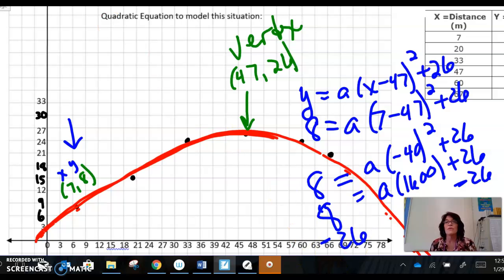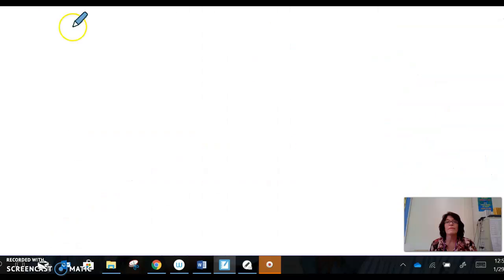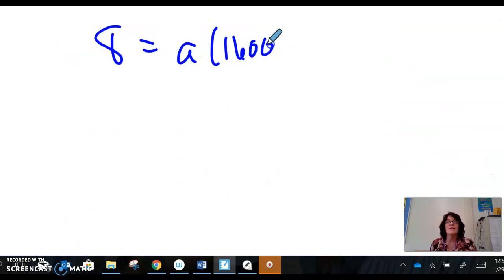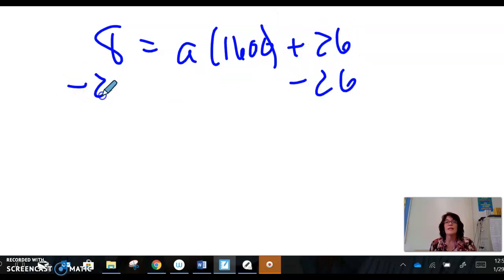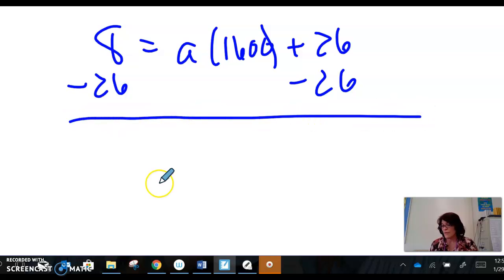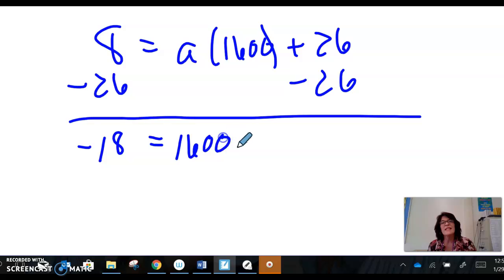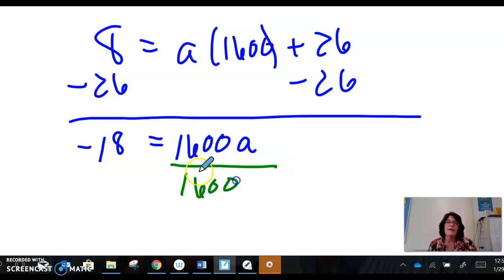Let's go to a new screen for a second. I had 8 equals a times 1600 plus 26. So I'm subtracting 26 from 8, right? That gives us a negative 18. And I'm going to write this as 1600a instead of a times 1600. It helps me see that I'm going to be dividing by 1600.